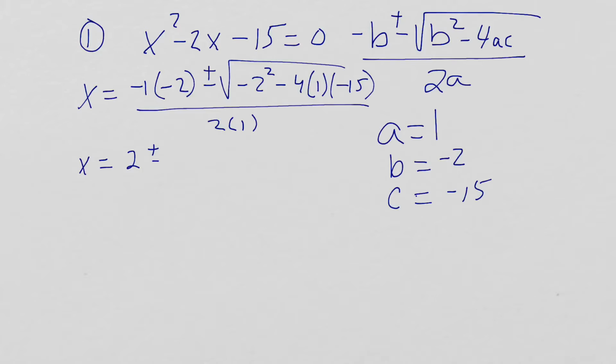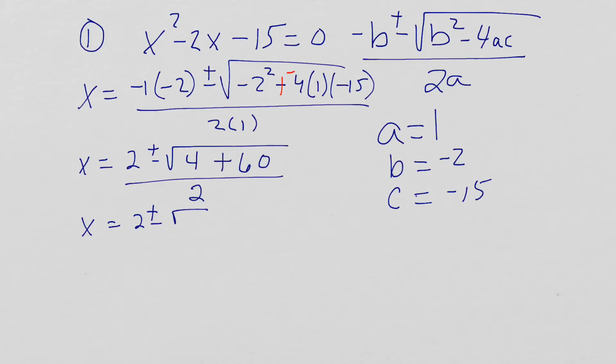X is equal to 2 plus or minus the square root of 4 minus, now I always change the minus 4 to, add a line, change the sign. So this is going to be plus negative 4 times negative 15 is a positive 60, all over 2. X equals 2 plus or minus the square root of 64 divided by 2. X equals 2 plus or minus 8, which is the square root of 64, divided by 2.